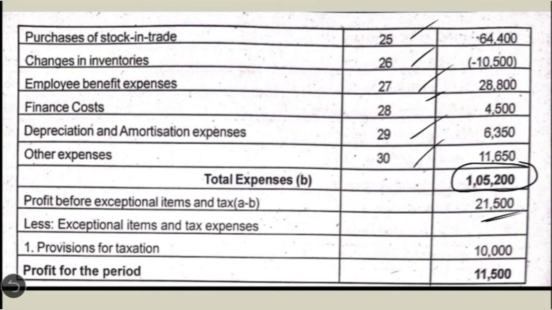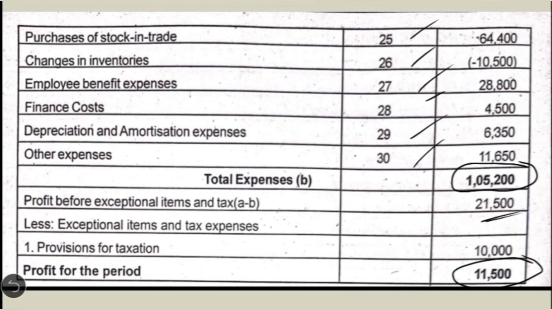But as you know that exceptional item and extraordinary item, usually we don't have it. So it is nil. So we are going to directly deduct the tax expenses. So here for the current year, the provision for taxation amount is 10,000. So when you deduct it, remaining balance would be 11,500. So this is the profit for the current year.